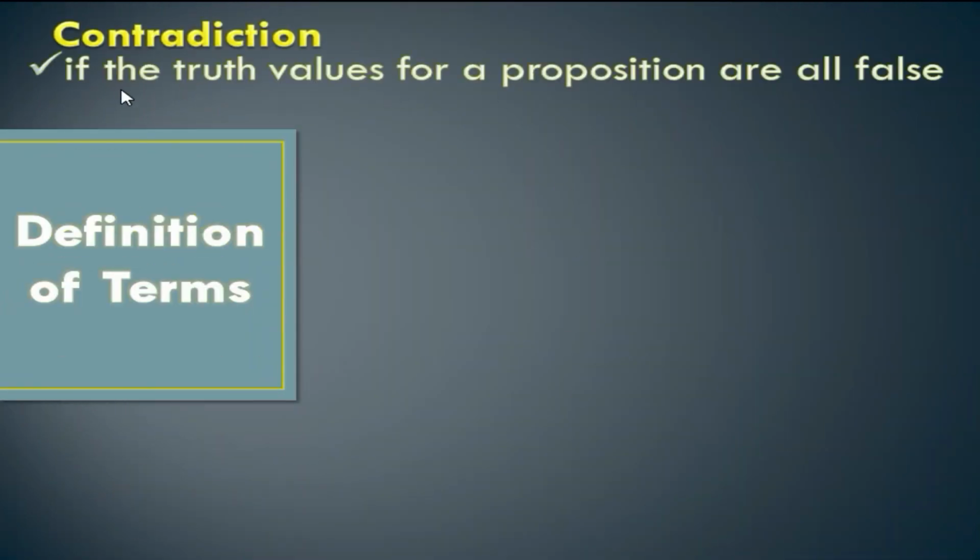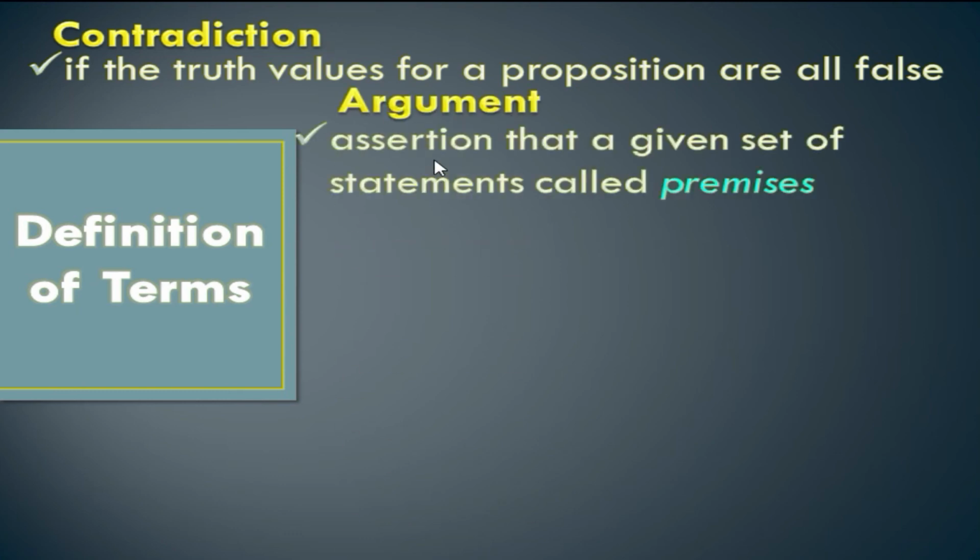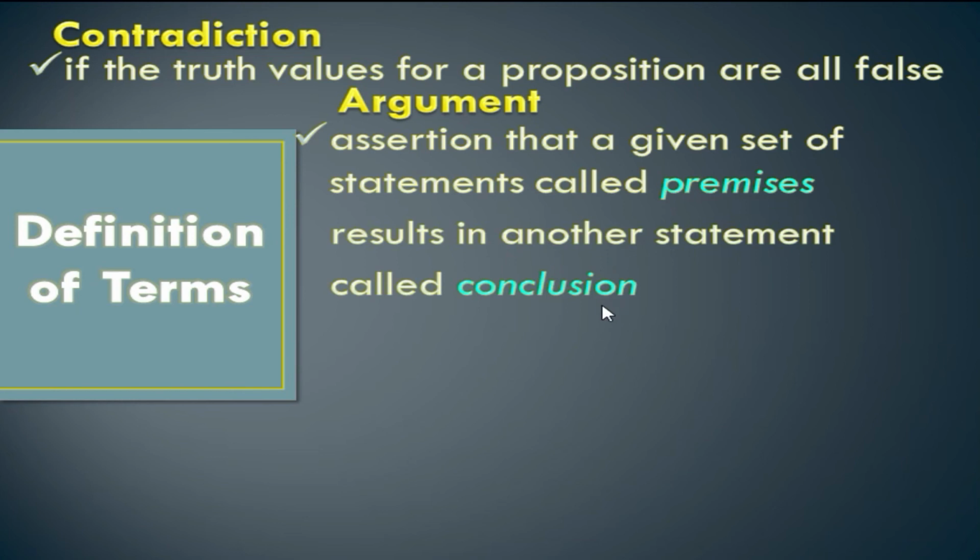The first one is contradiction. So you learned a while ago that if the statements are all true, it means tautology. However, if the statements or truth values of propositions are all false, it means contradiction. So here we also have the meaning of argument. It is an assertion that a given set of statements called premises results in another statement called conclusion. So from a premise, we can have conclusion, that's argument.